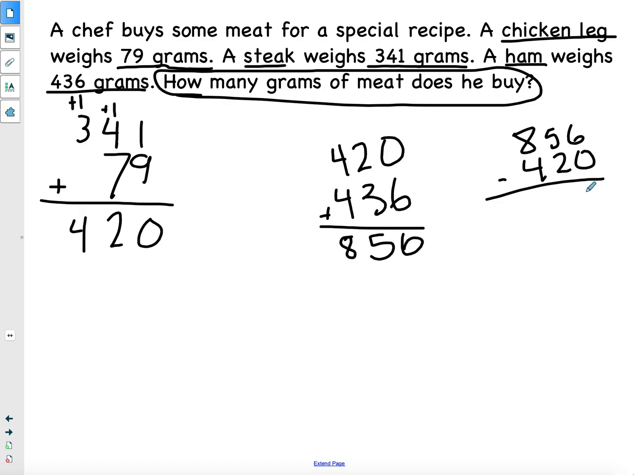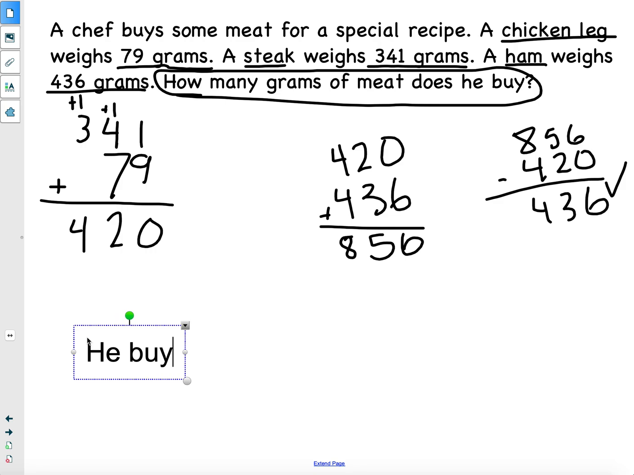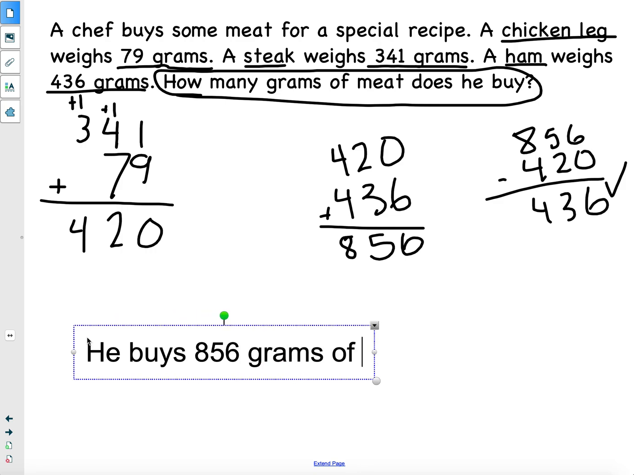So 6 minus 0 is 6. 5 minus 2 is 3. And 8 minus 4 is 4. So we got 436, so we're still correct. So what's our final answer? How many grams of meat does he buy? He buys 856 grams of meat.